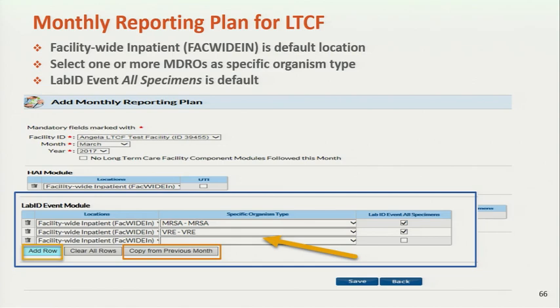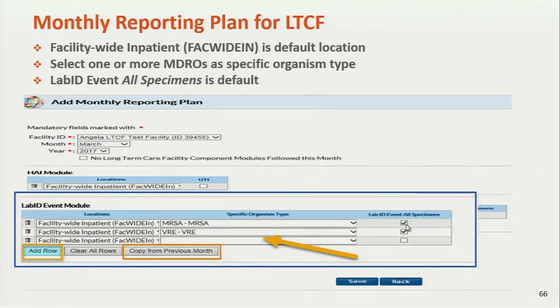Here is an example of the monthly reporting plan. I want to show you here. So we're back in this LabID event module, just like we did for C. difficile. You will notice your first column is FACWIDEIN, which is your default location, meaning you're reporting the MDRO for the entire facility. And then the next column, you're going to select your specific organism. And this list will give you a drop-down of all of the available organisms in the LabID event module.